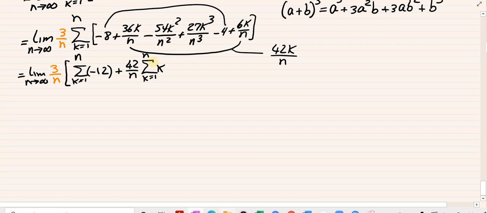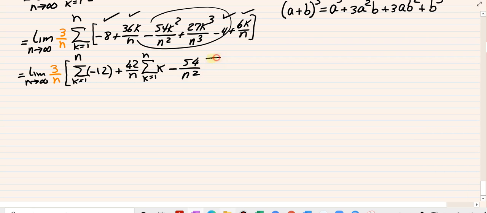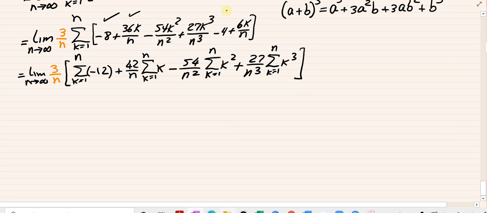Okay, so I have that one. And this is done. So remember, I now have accounted for these. The only two that remain are these two. Negative 54 over n squared sigma of k squared, k goes from 1 to n. Positive 27 over n cubed sigma k cubed as k goes from 1 to n. And you can kind of see again how convoluted this thing can get. That's why we really do not want to do this going forward. I'm just glad we're doing it in this section.